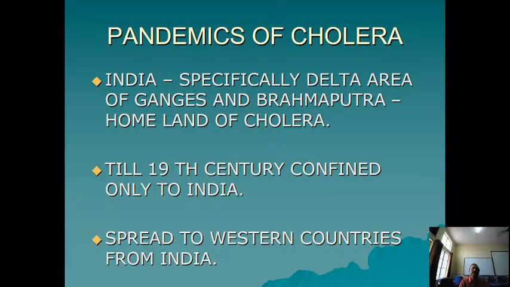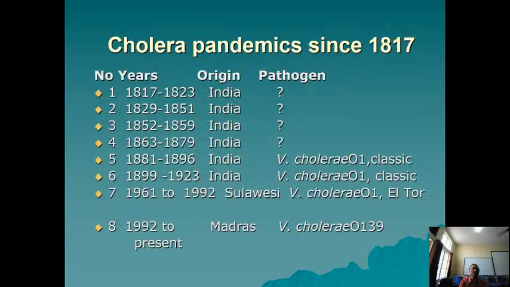India, specifically the delta area of the Ganges and Brahmaputra, as I said, Kumbh Mela and Bengal, was the homeland of cholera. Till the 19th century, it was confined only to India. So India used to have cholera such a lot. It spread to the Western countries from India. India may not be good at exporting other things, but they were good at exporting these things. So they exported cholera also to the West.